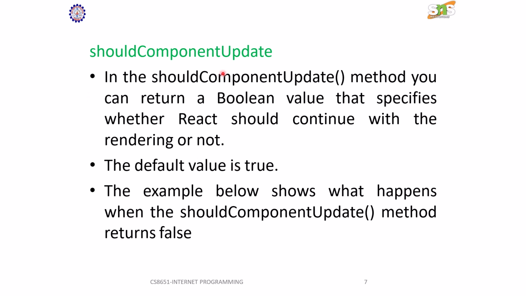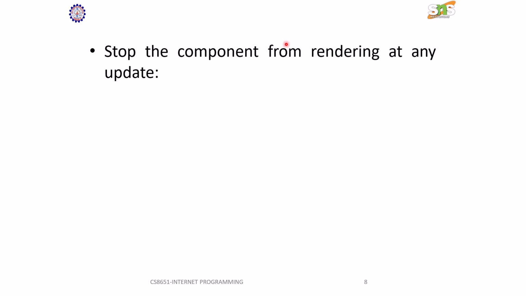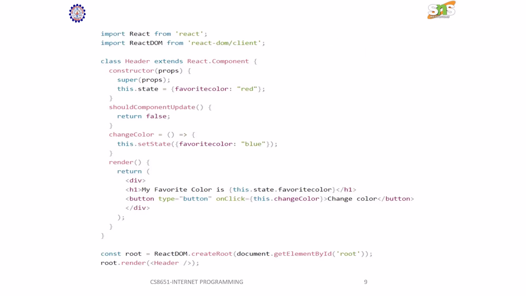Next one is shouldComponentUpdate. In this method, you can return a boolean value that specifies whether React should continue with the rendering or not, true or false. The default value is true. The example below shows what happens when the shouldComponentUpdate method returns false, which stops the component from rendering at any update.